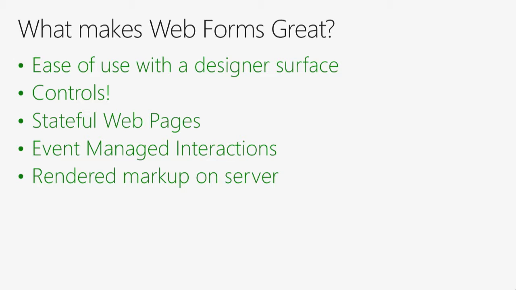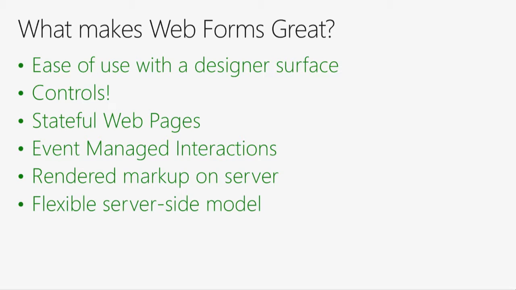We've got rendered markup on the server. Our servers take a lot of that work of making sure that the HTML, JavaScript, and CSS is put together properly before it gets served to our customers. And of course, we've got that flexible server-side model. All we're doing is generating angle brackets and curly braces. I can do other things out there as well and generate images and send those down to my visitors. But I can add on other features to my Web Forms projects as well. We'll take a look at that.